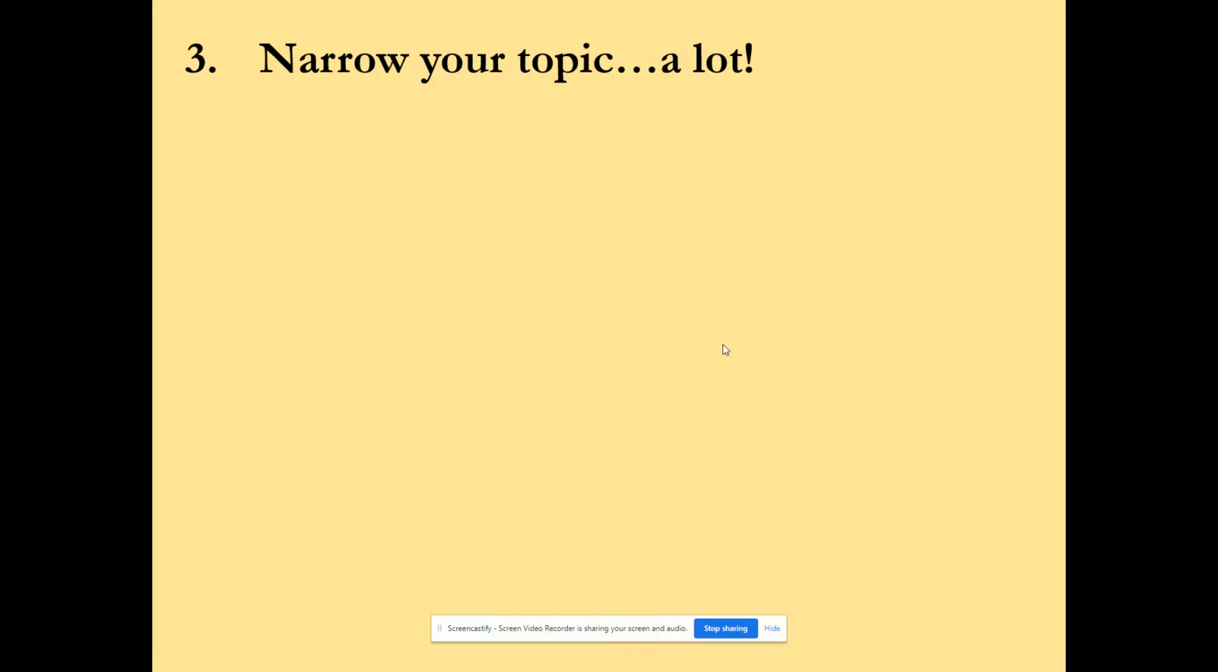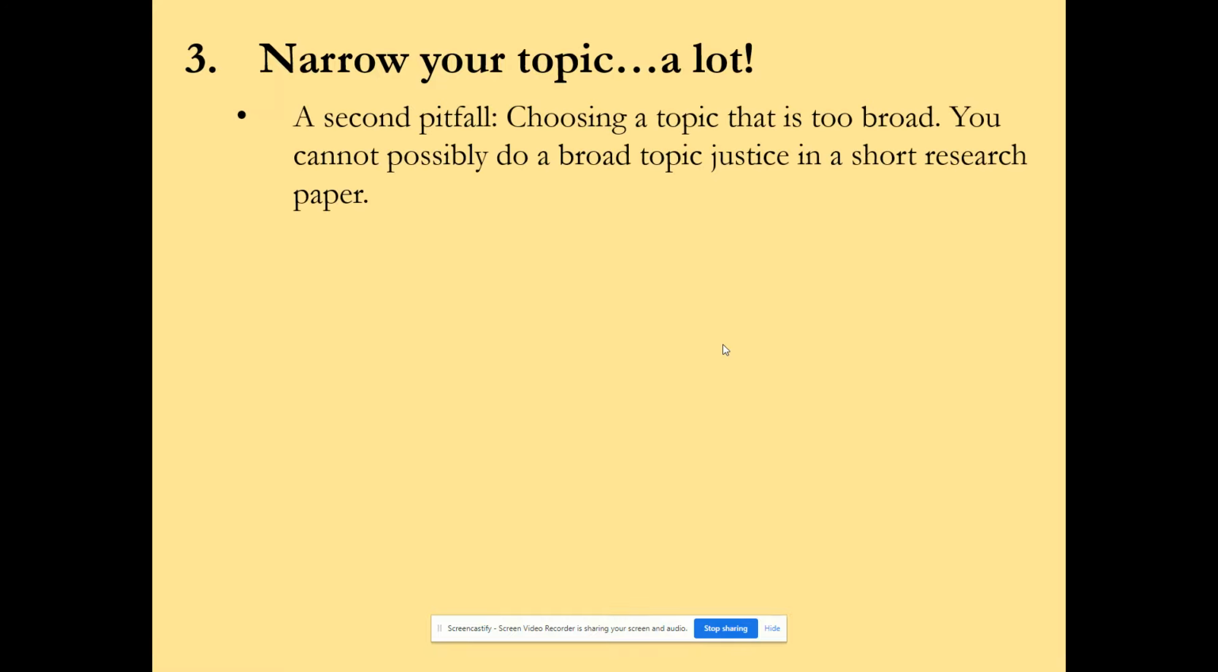So the third point here is to narrow your topic. Now, a second pitfall in writing these research papers is often choosing a topic that is too broad. You just can't do a really broad topic justice in a short research paper. A very broad topic is for a very long paper. A really, really long research paper is something you're familiar with. It's called a book, a work of nonfiction.